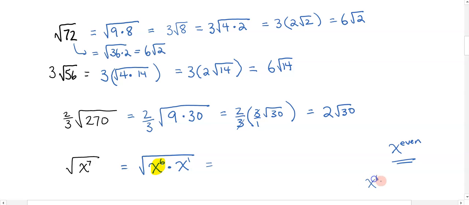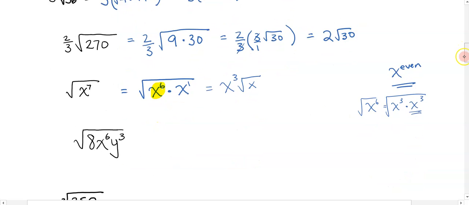x to the 6th is x to the 3 times x to the 3. That makes it a perfect square. The square root of it is just one of those 2 equal factors. So the square root of x to the 6th is x to the 3. I can't take the square root of x, so it stays underneath. That's a trickier one.